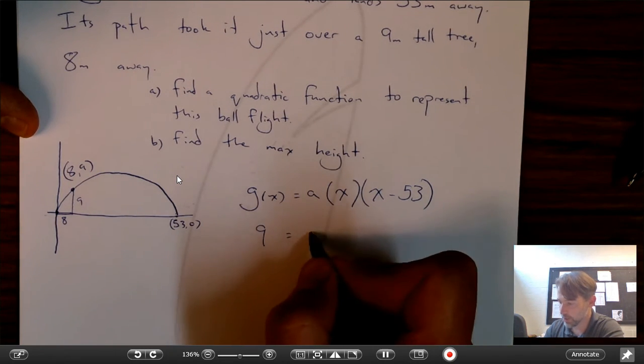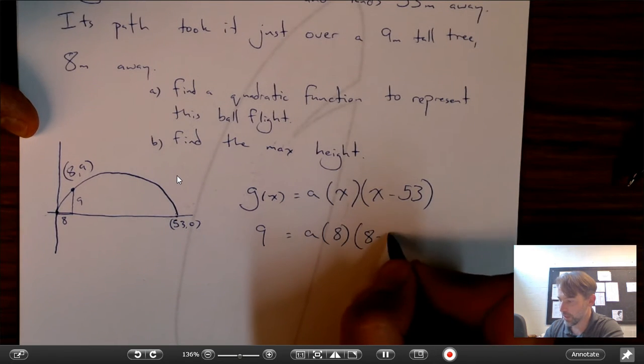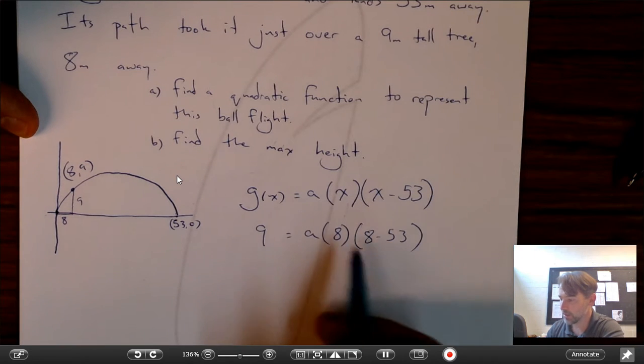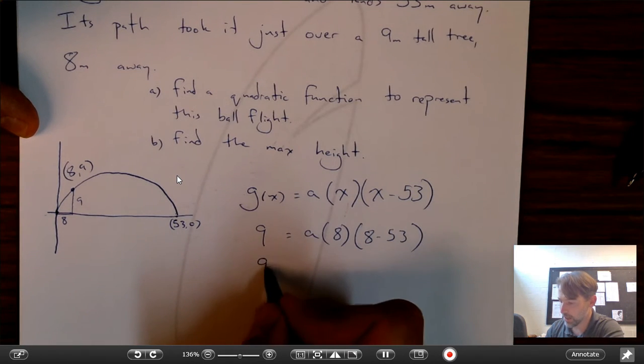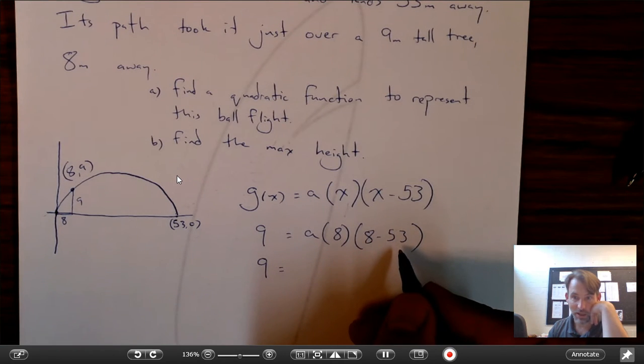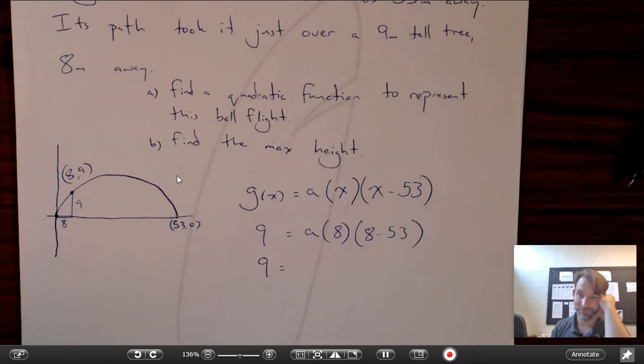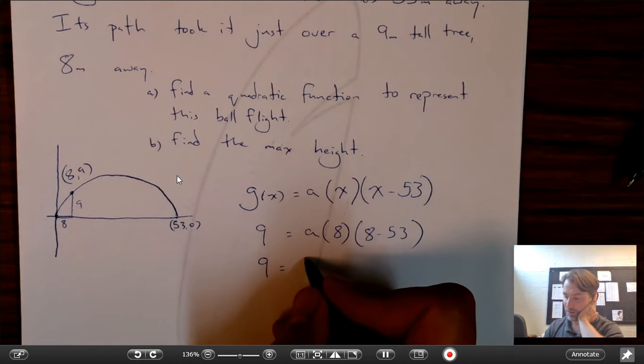9 is equal to a multiplied by 8 minus 53. Okay, so let's keep going down. 9 is equal to 8 times 8 minus 53. 8 minus 53 gives 44. Okay, 8 times 44. Well, what is that? Well, 8 times 4, so mental math break. It's 480 plus 48, so that's 528.